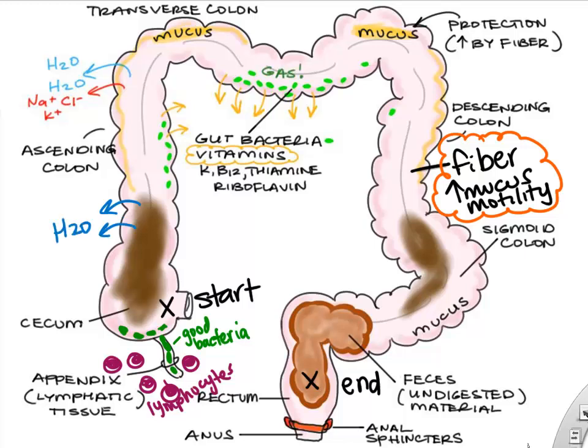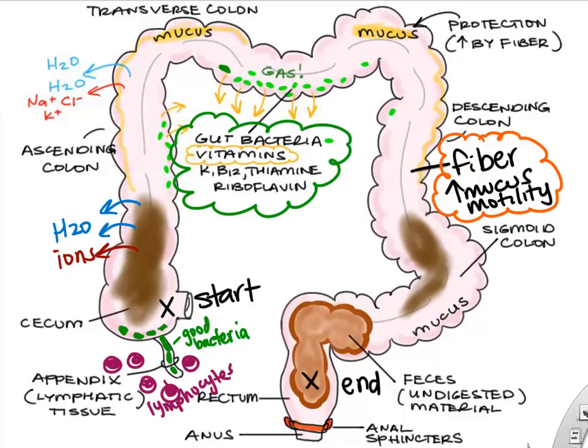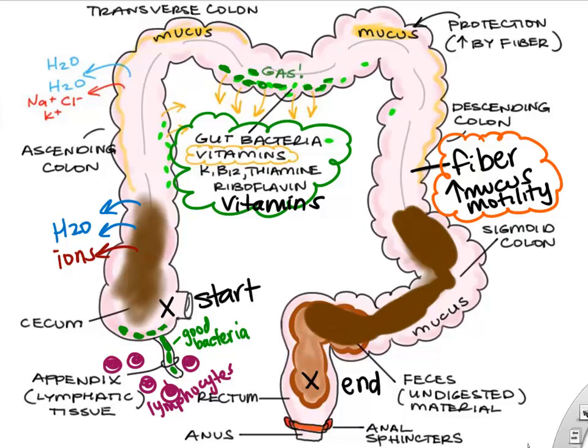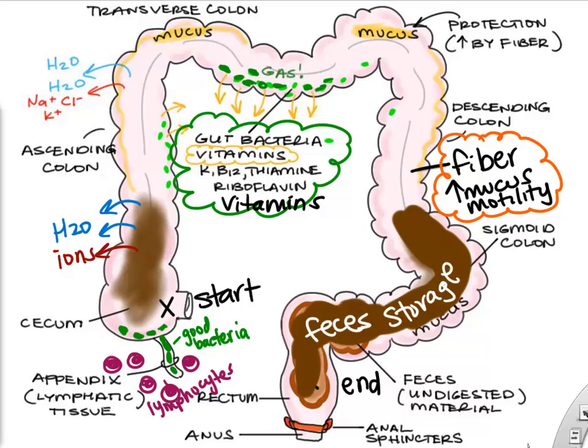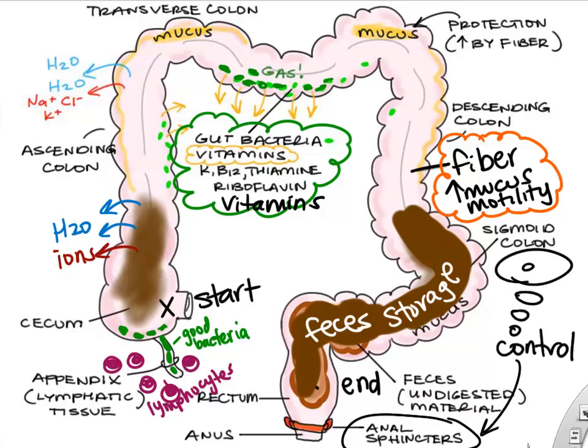So we absorb some more water and we absorb some more ions in our large intestine. We also have our little gut bacteria, which can help liberate some vitamins and minerals and important things that normally we couldn't digest ourselves. And then finally, once the material reaches the end of our large intestine, it's compacted and we'd consider it feces at that point.